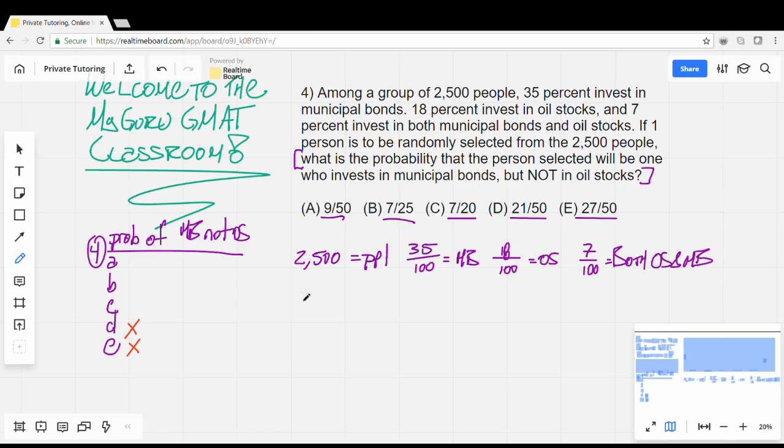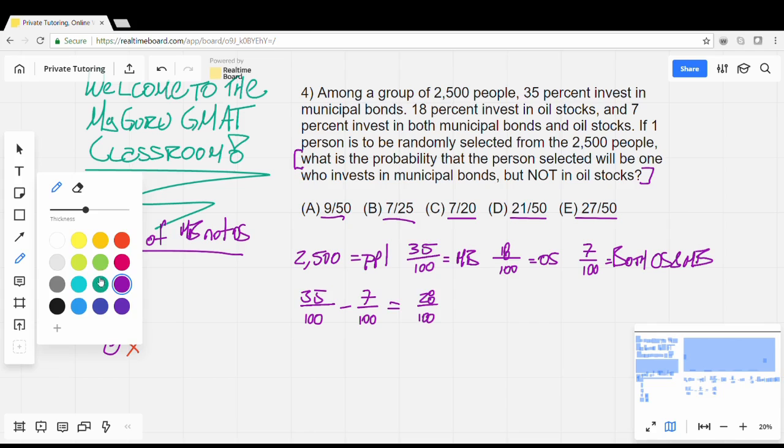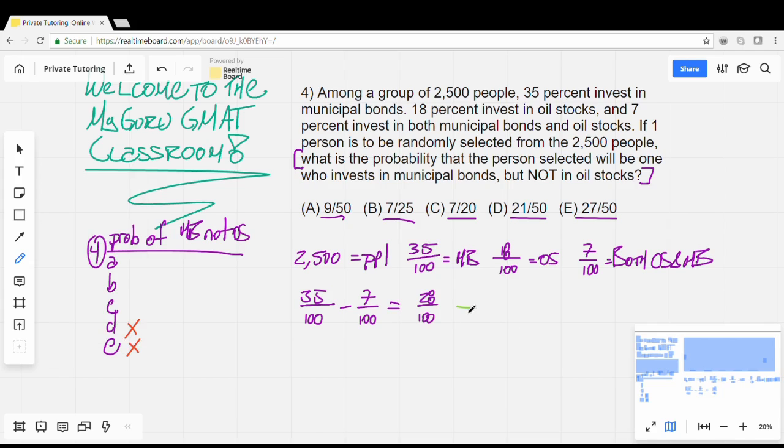And to do that, it's a simple arithmetic calculation. I just take the 35 out of 100 that were municipal bonds and subtract the 7 out of 100 that are both oil stocks and municipal bonds. The denominator is handily all out of 100, and I don't have to find a common denominator to find that 28 out of 100 is the probability of selecting a person who is invested in municipal bonds, but not oil stocks.